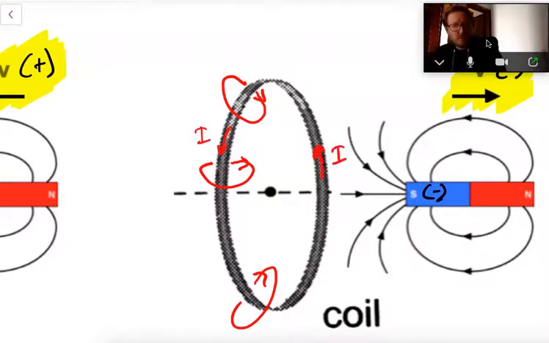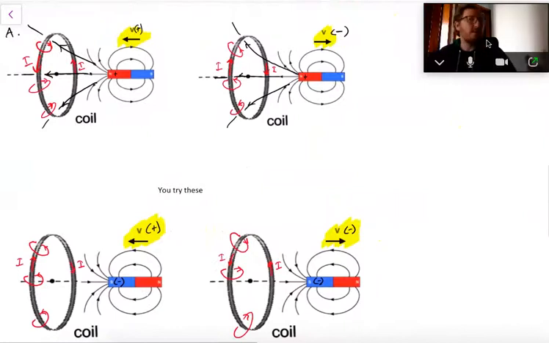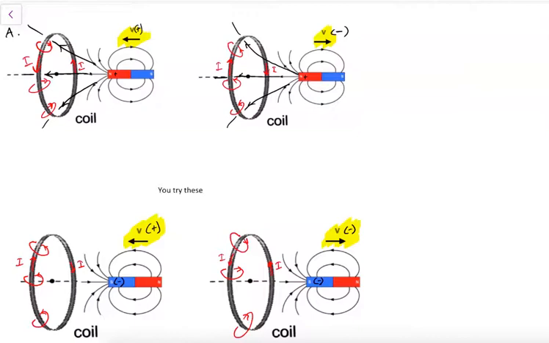Now, one thing to remember is that these are the four situations you'll see with coils and magnets. But there's one thing different about a coil versus a straight wire. A straight wire produces a magnetic field around it, and it doesn't really have a north or south pole, right? It's just circular magnetic fields around it.